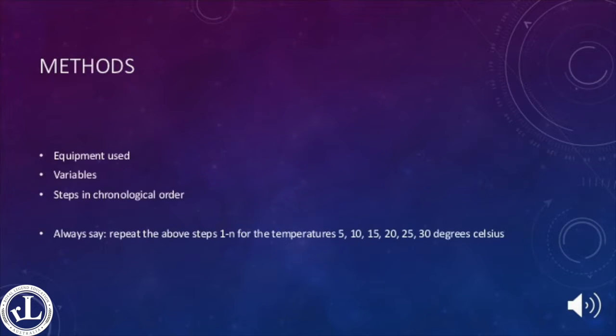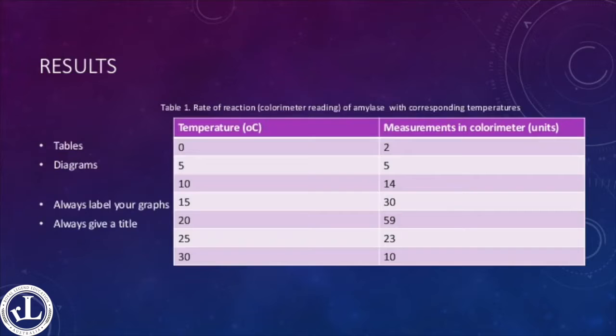In the final step, what you want to do is to say, repeat the above steps 1 to 3 for the temperatures 5, 10, 15, 20, 25, and 30 degrees Celsius. So here you're saying that the above steps were repeated and you don't have to write the same steps again. In your results, remember never include any analysis.